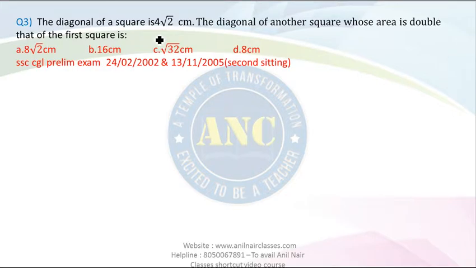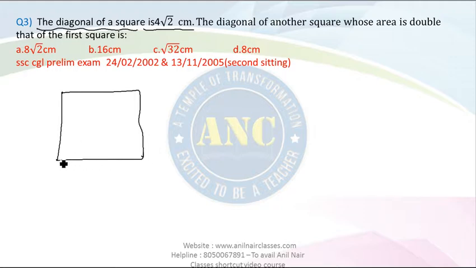Please see the next question, sir. The diagonal of a square is 4 root 2 centimeter. Now, let me draw that square. The diagonal of this square is given as 4 root 2 centimeter. Now, I know already that if the side of a square is A, then the diagonal is A root 2. That means if the diagonal is 4 root 2, then the side will be 4, right? Reverse is also true. The side will be 4 centimeters.